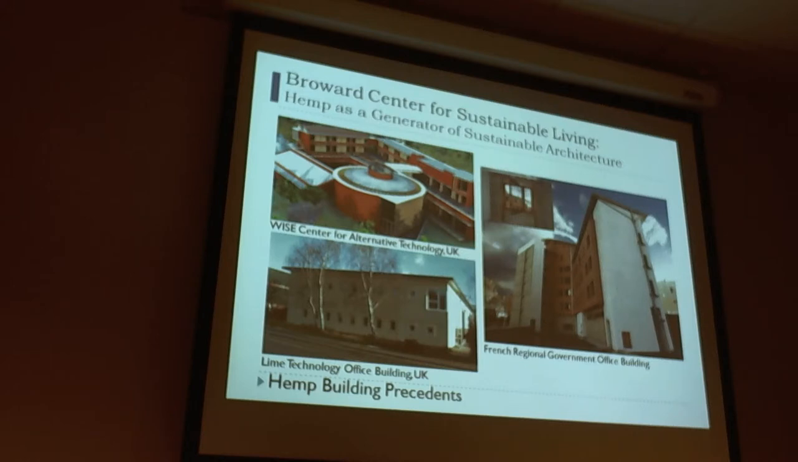Some of these are the precedents that I'm looking at in regards to hemp blocks, or hemp being used as a building product. The Wales Centre for Alternative Technology uses straw bale and hemp for their building. Lime Technology Office Building uses hemp blocks for their building. And the French Regional Government Office Building, as you can see over here, uses a timber frame system with hemp blocks as infill.